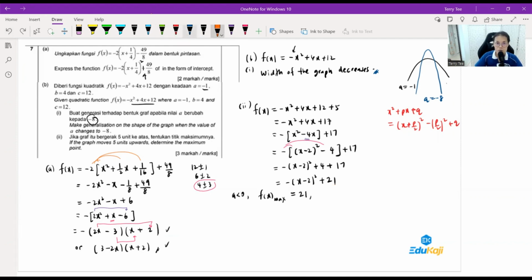When I let x minus 2 be 0, my x is 2. x equals 2 is called your axis of symmetry. But we're supposed to find the maximum point, guys. For the maximum point, we write x first, which is 2, followed by your y, which is 21. There you go. That is the coordinate of the maximum point, right?